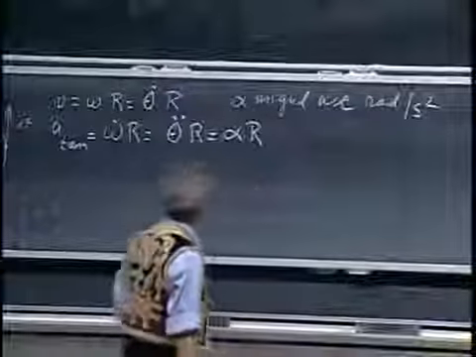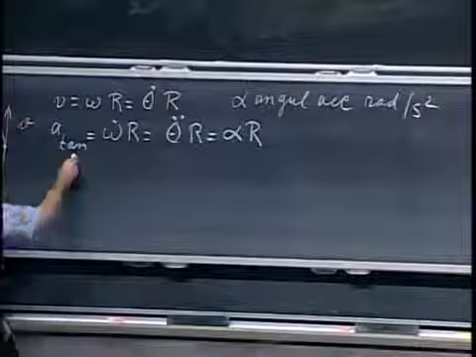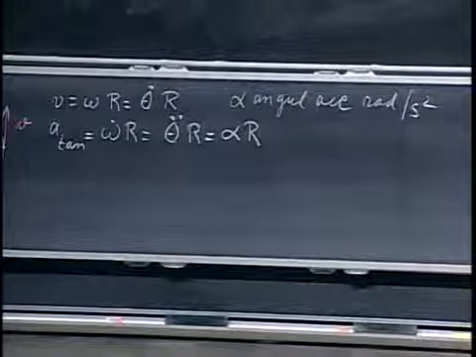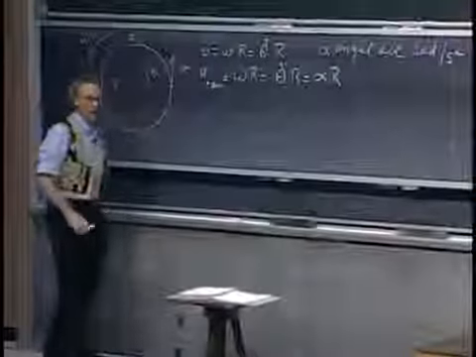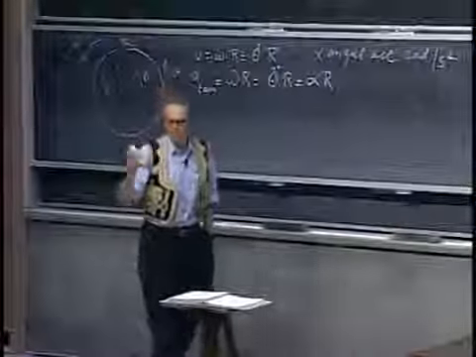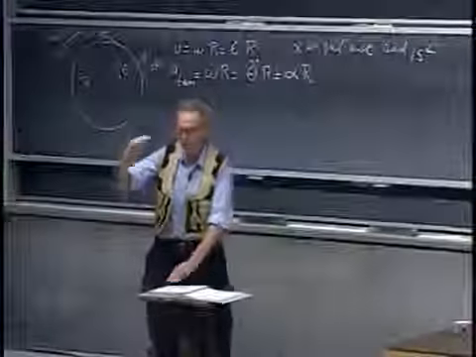Do not confuse a tangential acceleration, which is along the circumference, with a centripetal acceleration. The two are both there, of course. This one is the one that makes the speed change along the circumference.